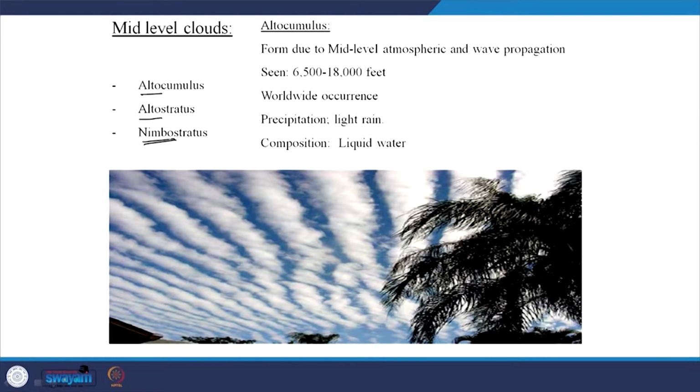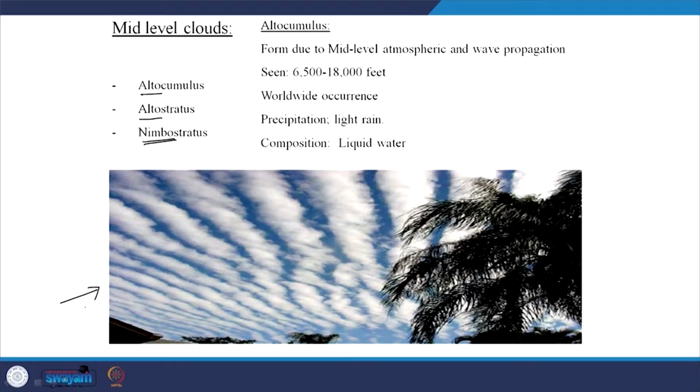Right. So for example, altocumulus clouds form due to the mid-level atmosphere and wave propagation. This is how they look. They form due to atmospheric wave propagation, so waves such as gravity waves or propagating waves will result in the formation of this type of clouds. They are seen in the mid level of altitude. We cannot say that it is mid altitude, rather it's a mid range altitude for the cloud formation. It generally forms at 6,500 to 18,000 feet.